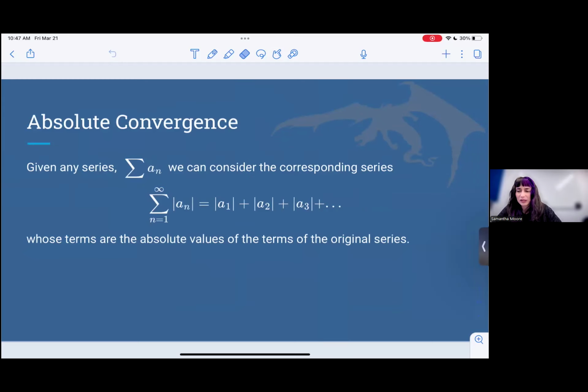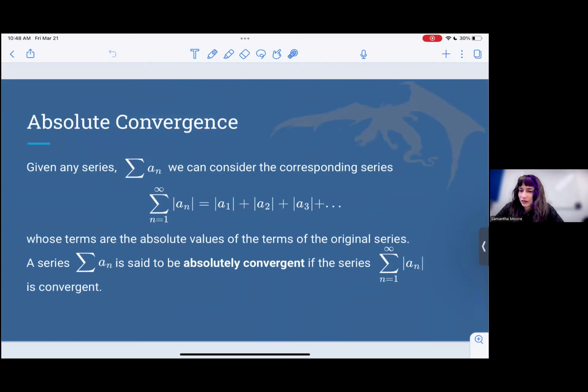So first of all, what is absolute convergence? If you give me a series, and maybe that series has some positive terms or some negative terms, maybe a mix of both, what I could do is think about just adding up the positive version of every term. So taking the absolute value of every single term. And this is what leads us to our definition of absolute convergence.